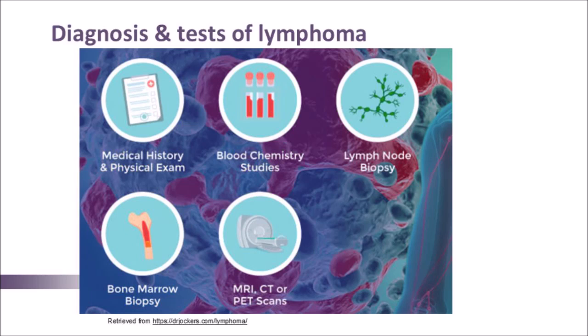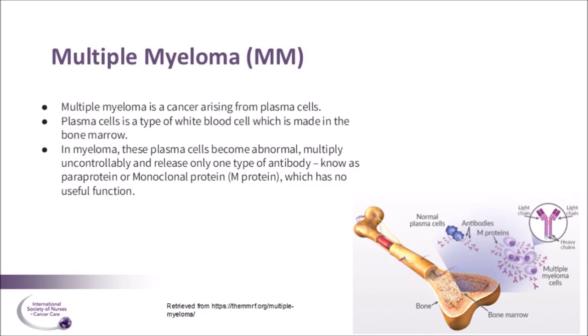Diagnosing lymphoma involves a medical history and physical exam, blood chemistry studies, lymph node biopsy, bone marrow biopsy, and imaging tests such as MRI, CT, or PET scans. These tests help in identifying the type and extent of lymphoma.